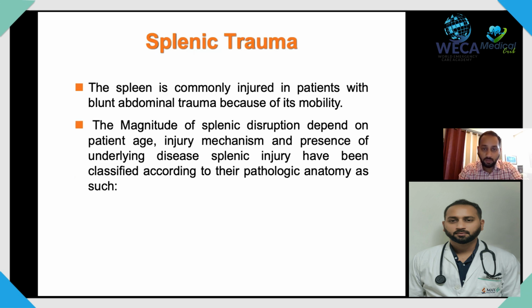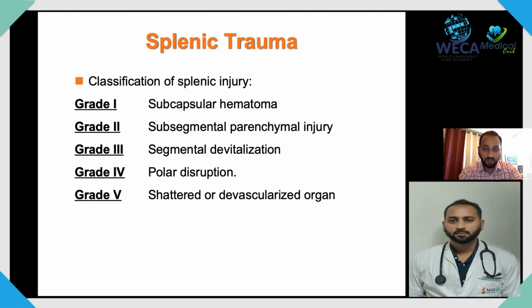Now, to determine the grading, the magnitude of splenic disruption, it will depend on the patient's age, injury mechanism, and presence of underlying diseases. But splenic injury has broadly been graded according to the pathologic anatomy into 5 grades. Grade 1 is subcapsular hematoma, grade 2 is subsegmental parenchymal injury, grade 3 is segmental devitalization, grade 4 is polar disruption, and grade 5 is a shattered or devascularized spleen.